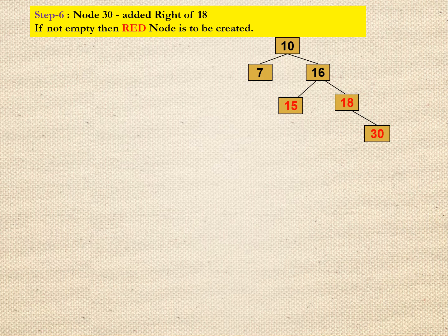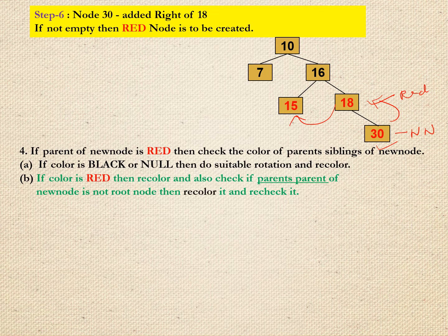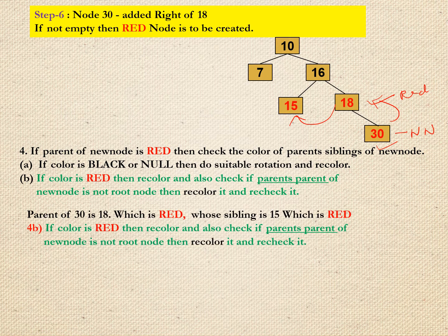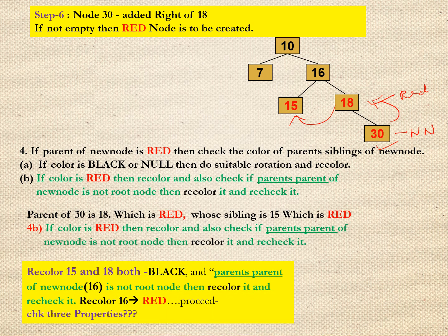So it is added on the right side of node 18. So now 30 is added on the right hand side. Again, you can verify 30 is a new node and its parent 18 is red. So we have to verify its sibling. Its sibling is also red. So now we will be applying condition 4b here. We can verify that node 30's parent is 18, whose sibling 15 is also red. So now we are applying 4b.